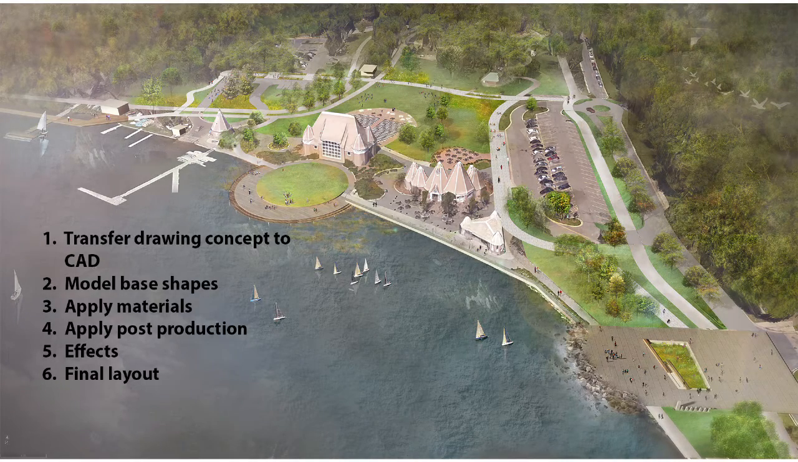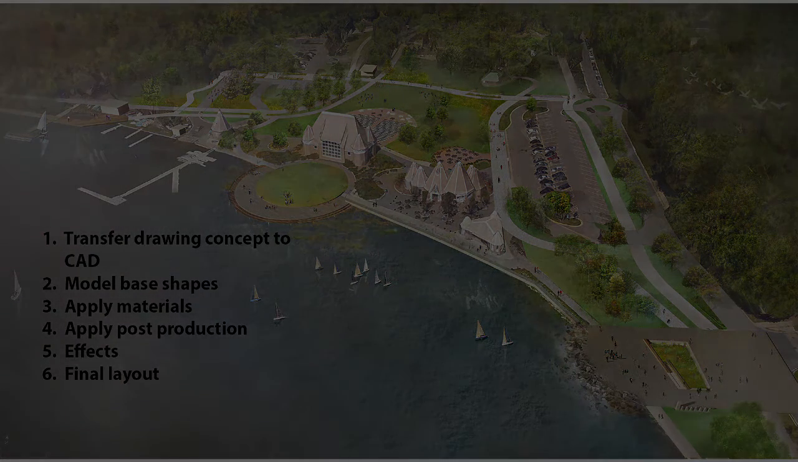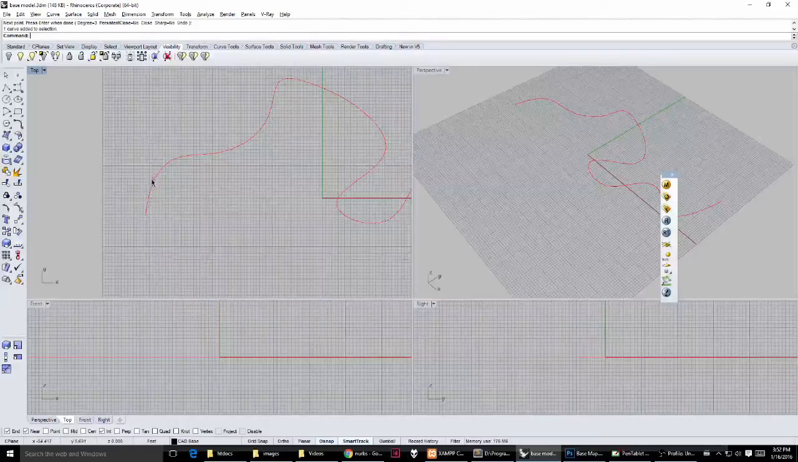So this is the first set of videos we're doing, and here's what we'll cover. We're going to transfer drawing from a sketch to CAD, model some base shapes with extrusions, apply materials for a renderer, in this case V-Ray, do some post-production in Photoshop with textures and images, do some effects, and then throw it into a final layout. Let's do this.